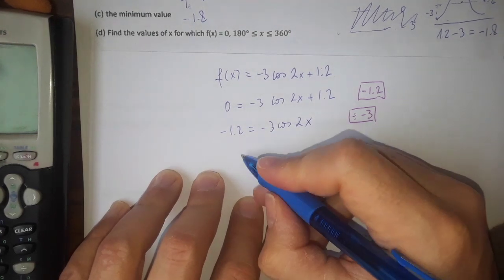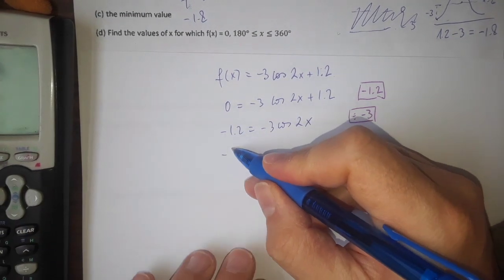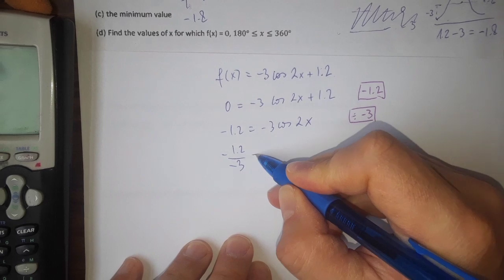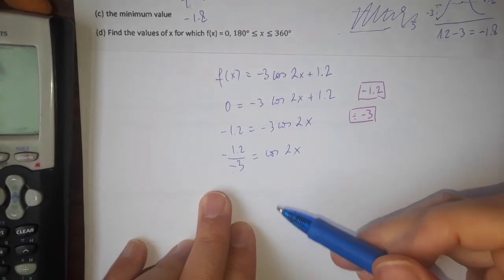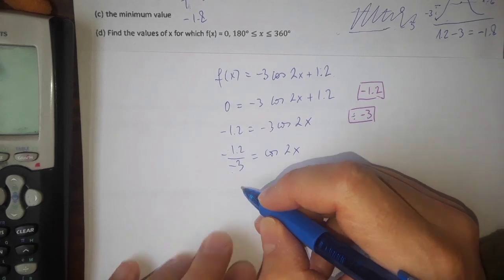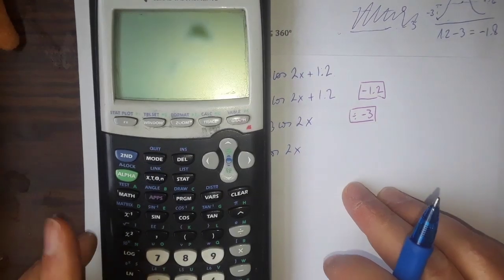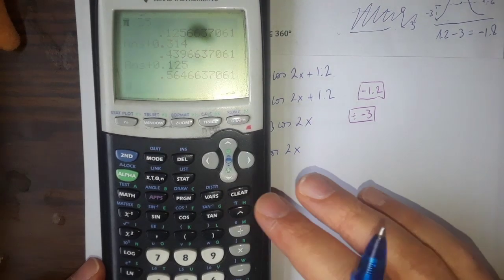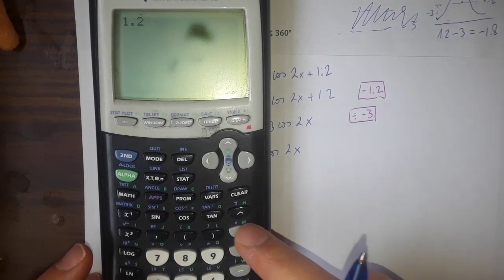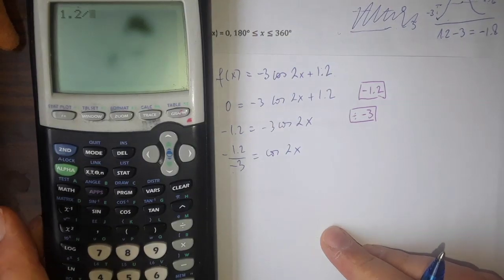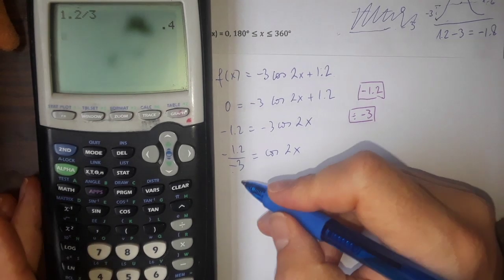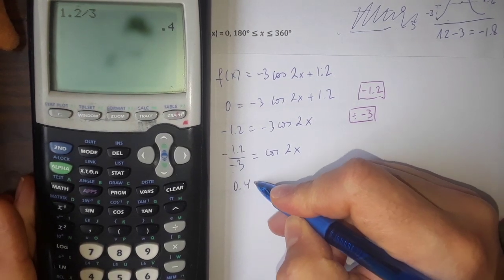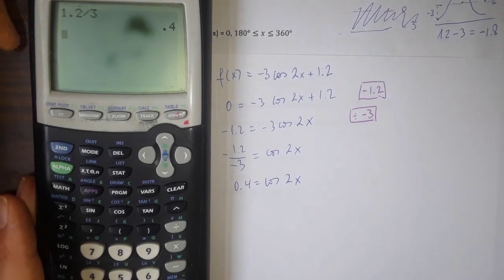And then we're going to have negative 1.2 over negative 3 equals cosine of 2x, right? Then the negatives cancel, so we're going to have 1.2 over 3. We're going to do this with a calculator. 1.2 over 3, and it's 0.4. So 0.4 equals cosine of 2x, right?